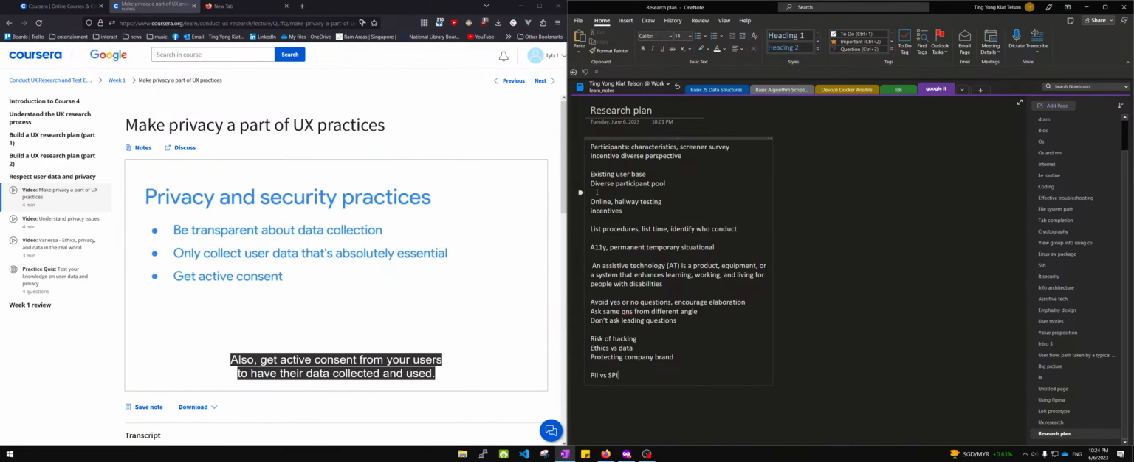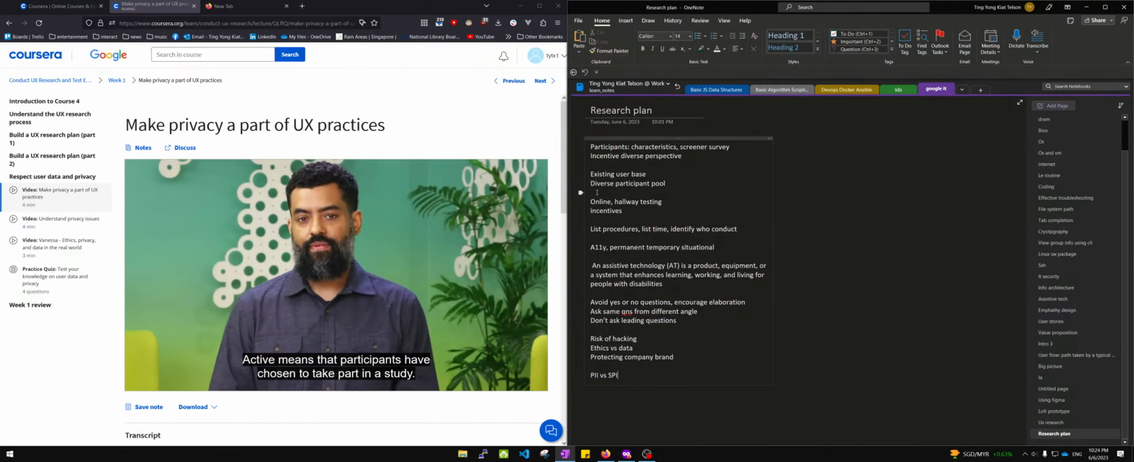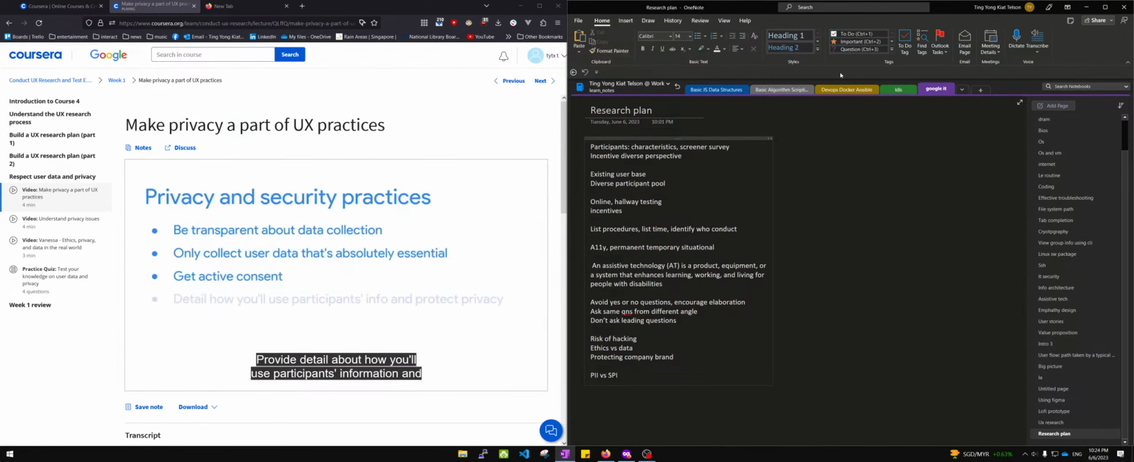Also, get active consent from your users to have their data collected and used. Active means that participants have chosen to take part in a study. Usually, participants receive a consent form, which they are asked to sign and return to the researcher. Provide detail about how you'll use participants' information and protect their privacy.